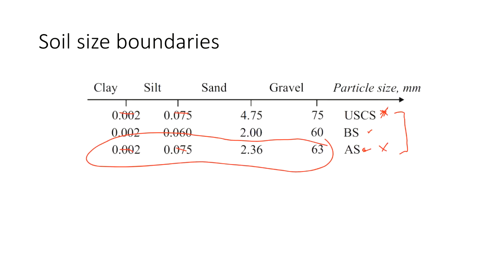You'll see that this part is the same, but this one is different. In Australia, the boundary between sand and gravel is 2.36 millimeters, but for the Unified Soil Classification System, it's 4.75. Please be aware of this difference because it is important when we classify soil using this classification system. So the boundary is not going to be 2.36 anymore. It's going to be 4.75, and we'll do it later today. So remember 4.75.